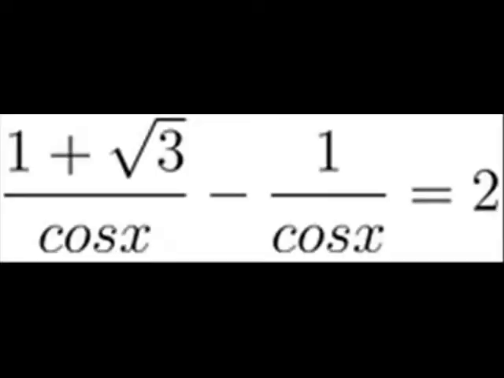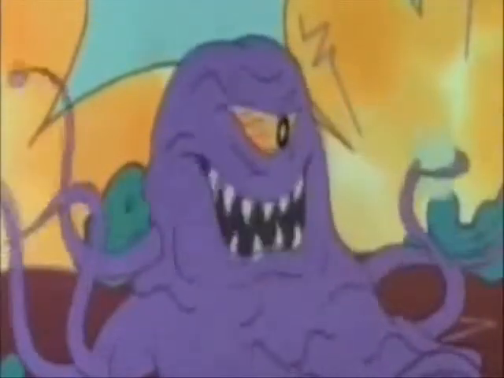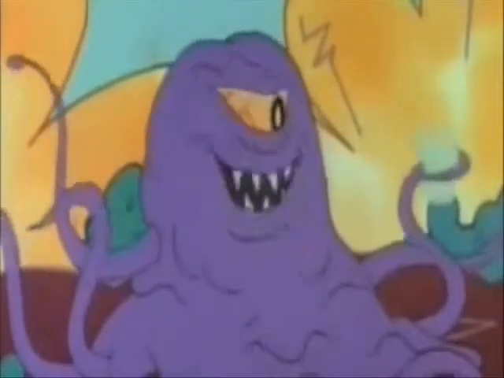A fraction minus a fraction. We should get square root of 3 divided by cosine x equals 2. Same thing as, we don't have to go over the whole 1 minus 1 thing again, right? Anyway, Houston, we got a problem. That cosine x is in the wrong place.